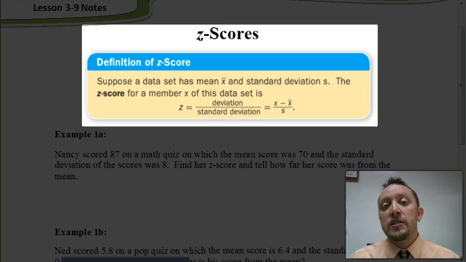Now that z-score is going to tell you how many standard deviations, either above or below the mean, your particular data value is. So if you have a positive number, that represents that it's that many standard deviations above the mean. If it's a negative number for your z-score, it represents that many standard deviations below the mean. So let's look at some examples so you can see what we're talking about.